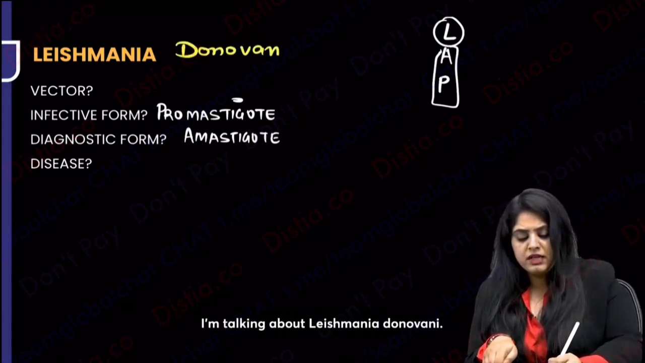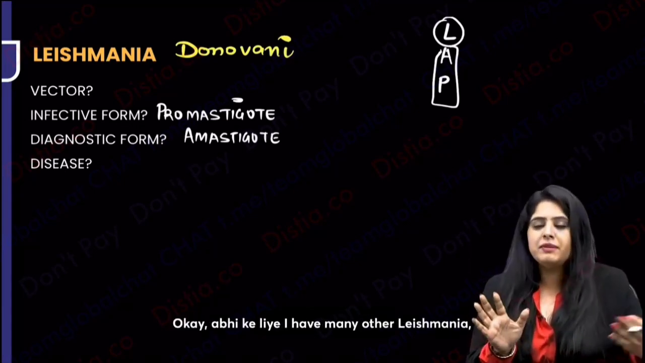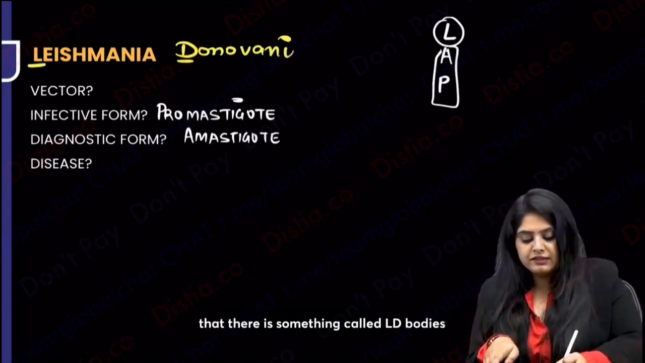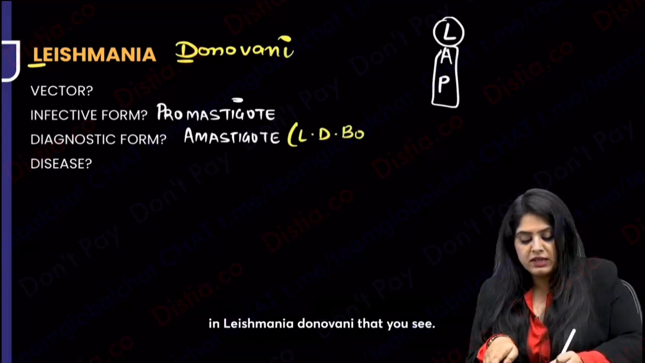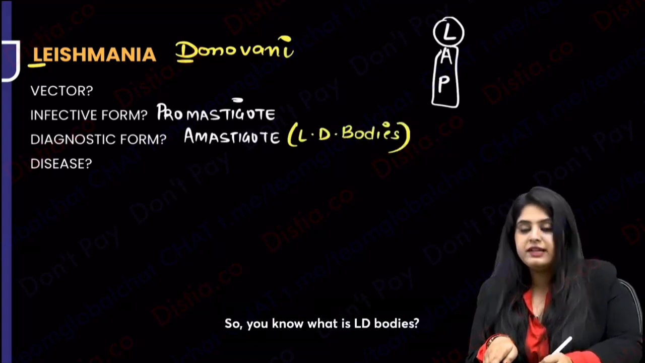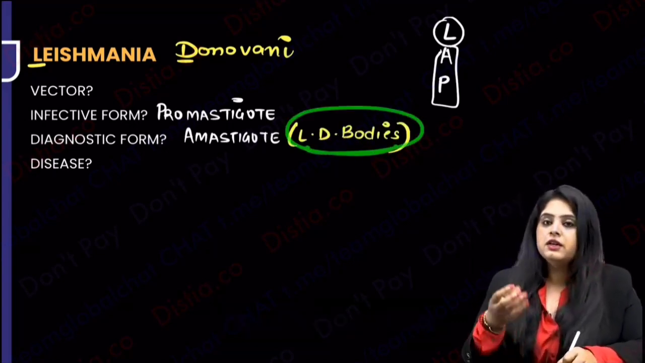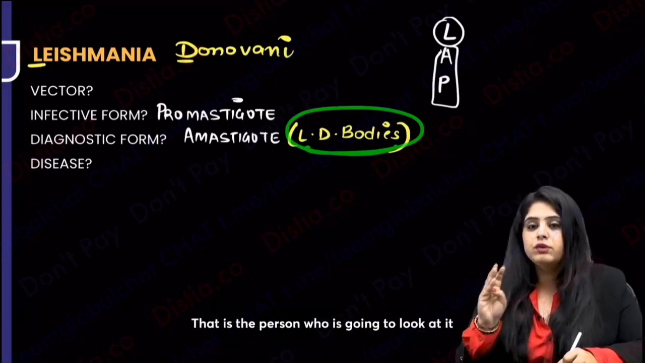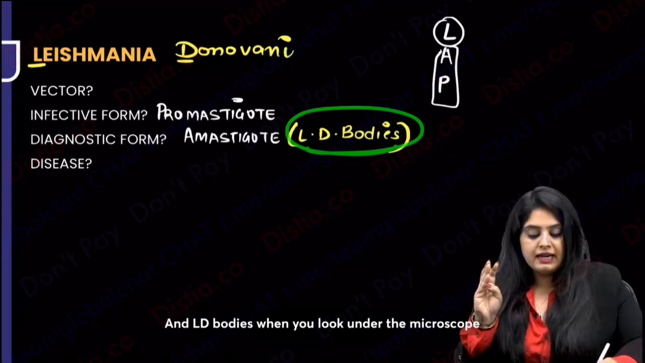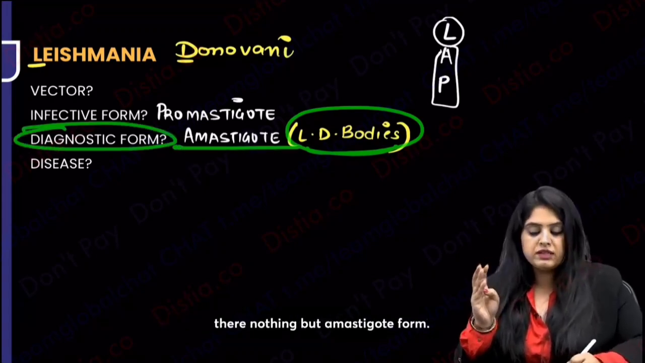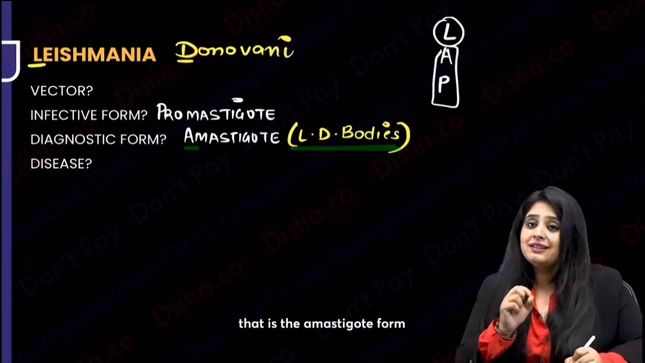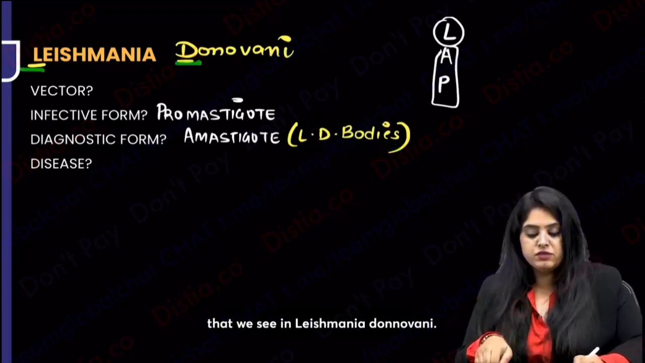Because I know all of you, as soon as I said Leishmania, have assumed I'm talking about Leishmania donovani. Okay, for now I have many other Leishmania, but for now I'll say Leishmania donovani. And you all study that there is something called LD bodies in Leishmania donovani that you see. So you know what is LD bodies? Who sees LD bodies? Someone with a microscope, meaning a pathologist or microbiologist. That is a person who's going to look at it under the microscope. And LD bodies, when you look under the microscope, are nothing but the amastigote form. So the analysis we do, LD bodies, that is the amastigote form that we see with Leishmania donovani.